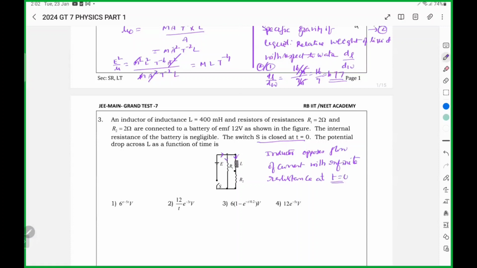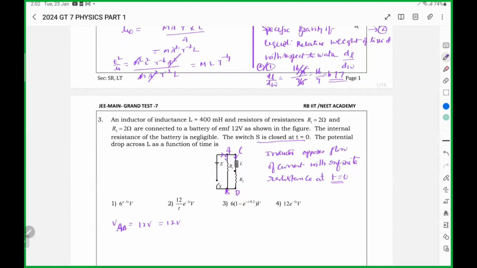So the potential difference will be across these two terminals, let us say AB and CD. The potential difference across AB becomes 12 volts, and CD also 12 volts because they are parallel. Even though current is not flowing, an EMF of 12 volts will be induced across the inductor.